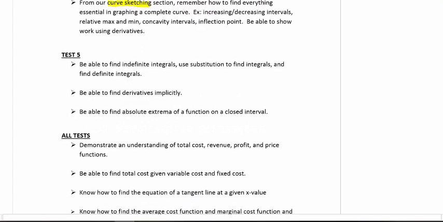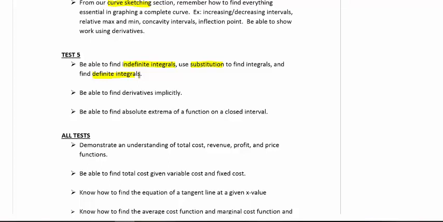Going to test 5, you're going to have to do indefinite integrals. You're going to have to use substitution. You're going to have to find definite integrals. Remember, with indefinite integrals, you have a plus C unless they give you more information. Usually you're given more information on a word problem. Okay. Make sure you understand definite integrals will not have a plus C.